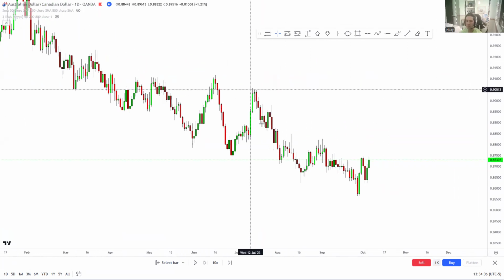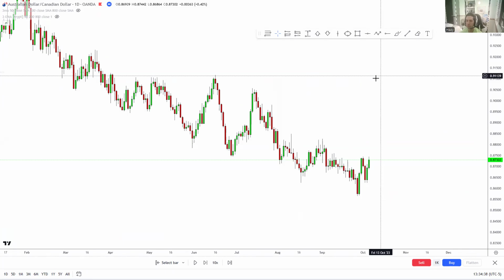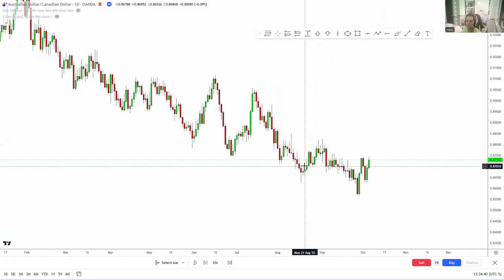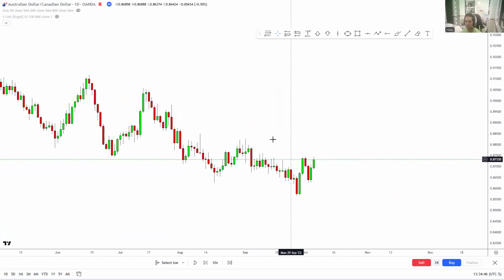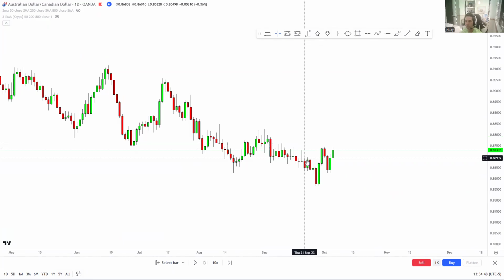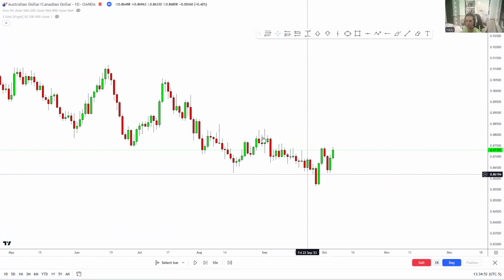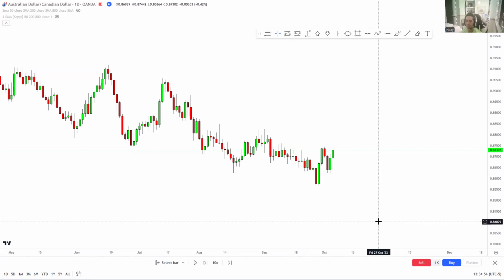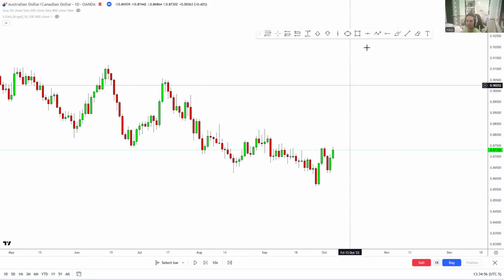Is this a bearish trend or a bullish trend? In other words, is this market bullish right now or is it bearish according to market structure? All right, so let's analyze this.